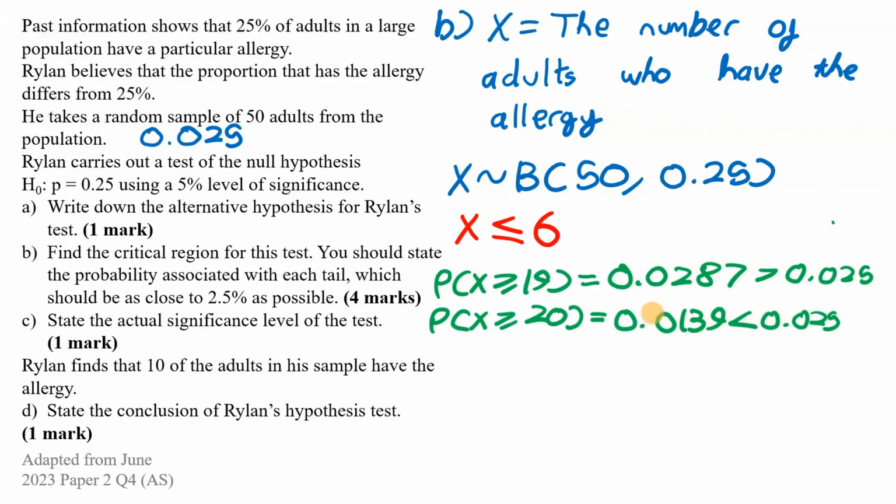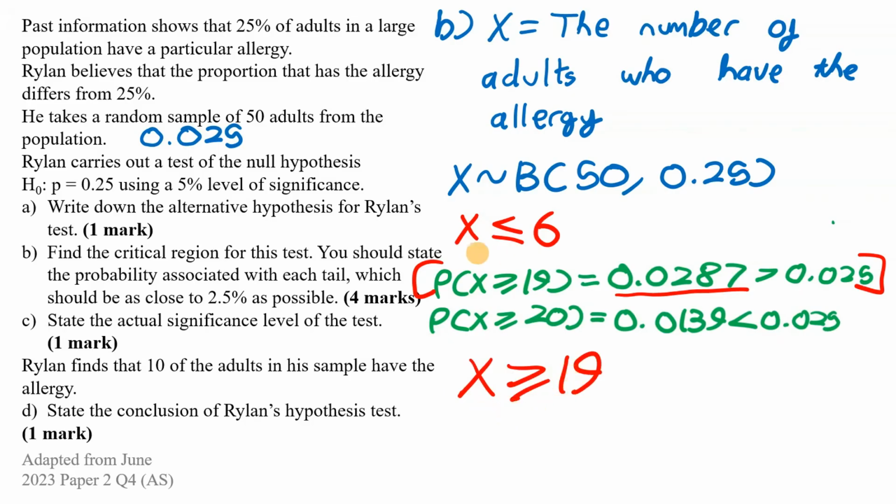Normally we would take the value that is below, but remember, the probability associated with each tail should be as close to 2.5% as possible. As I talked about before, it can go over this. We just need to find the probability that is closest to it. If you look at these two values, 0.0287 and 0.0139, this probability, 0.0287, is actually closer to 0.025. So therefore, we're going to use this probability, even though it's actually bigger than 0.025. So the upper critical region is where x is bigger than or equal to 19.